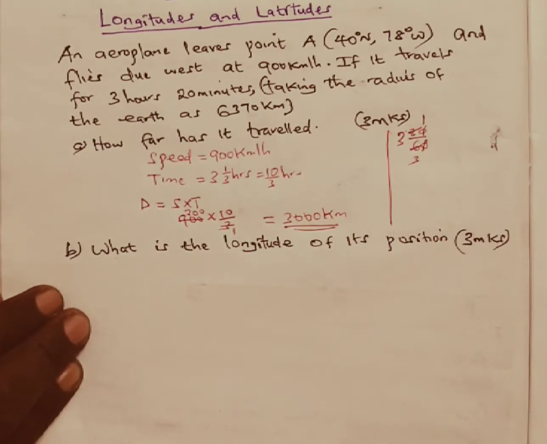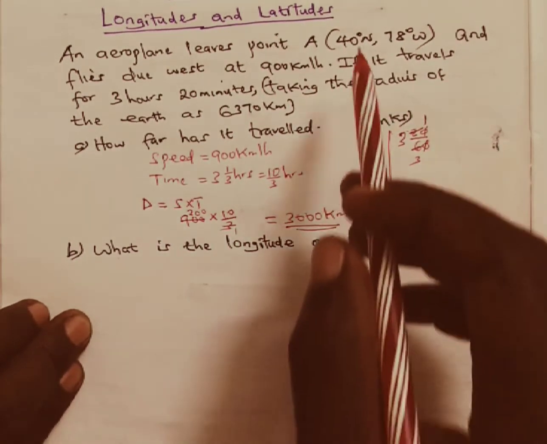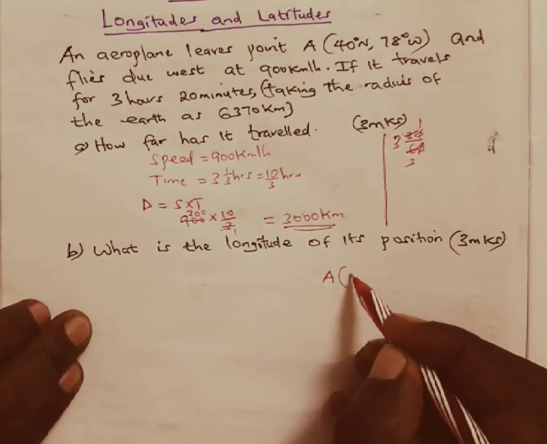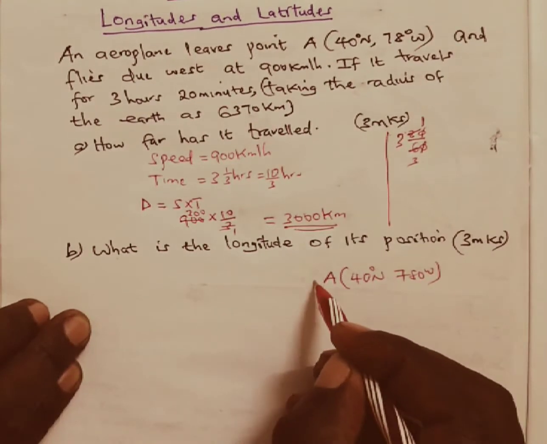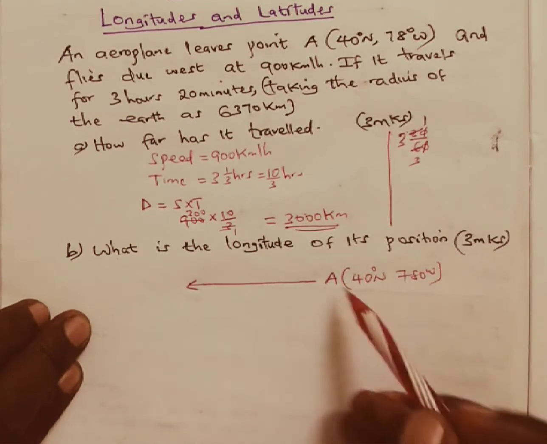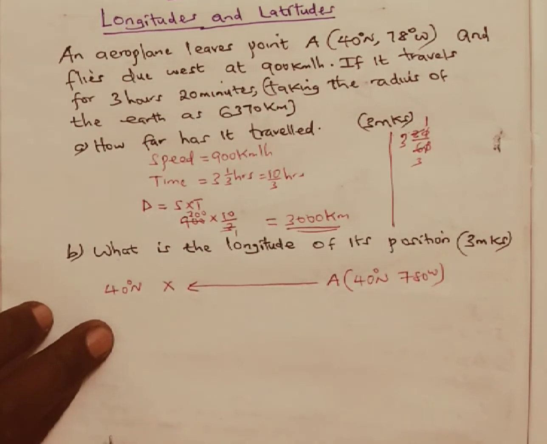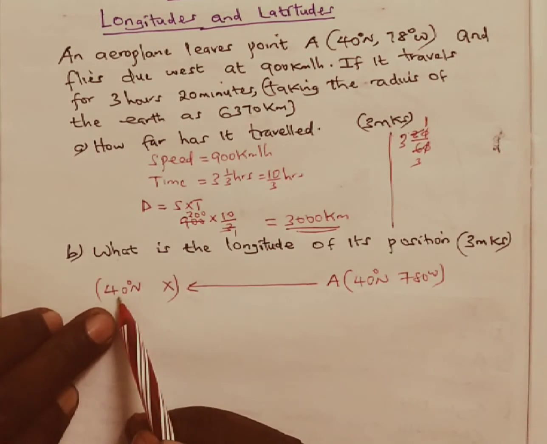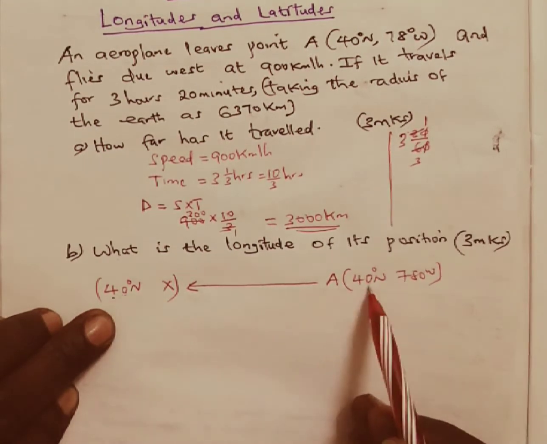Going to part B of the question, what is the longitude of its position? We have been told that the aircraft left point A, which is 40 degrees north, 78 degrees west, and flies due west. It goes straight to the west. It means it is moving straight, maintaining the latitude at 40 degrees north, but we do not know the new longitude position. Let us call it X. If you look at what the 2 points have in common, it is that it is moving along a small circle since they are sharing the latitude.